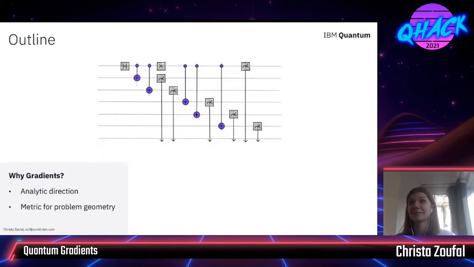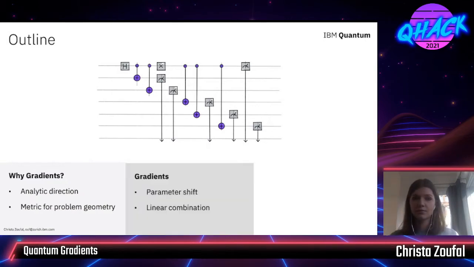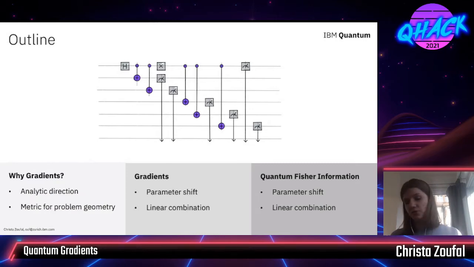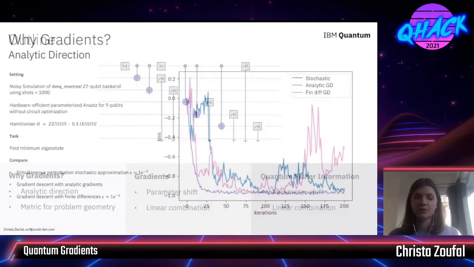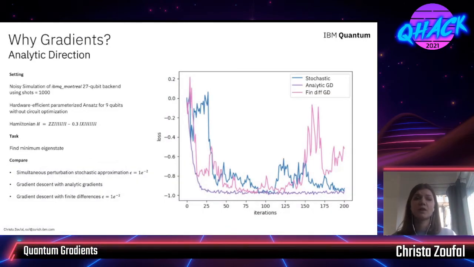And with this, for the remainder of this talk, I'm going to discuss why gradients. So why can an analytic direction be helpful? How can gradients help us to understand the problem geometry at all? Then how can we integrate those circuit gradients, and what do I mean with parameter shift and linear combination? And the same for the quantum Fisher information. So let's start with why gradients and why can an analytic direction be helpful.